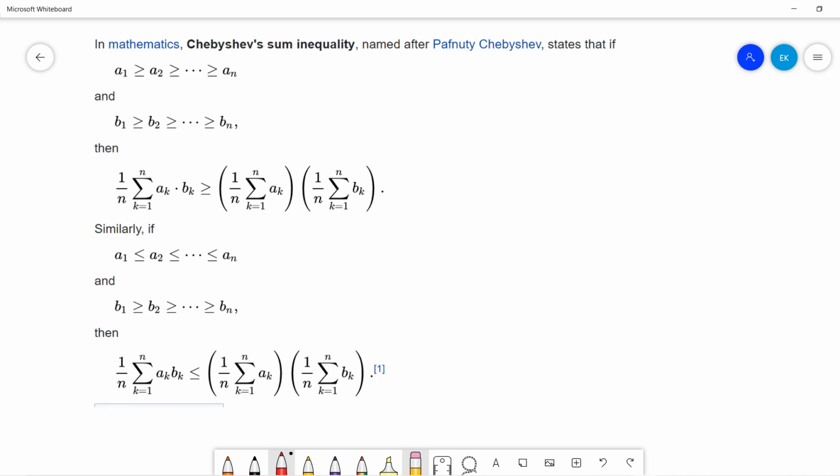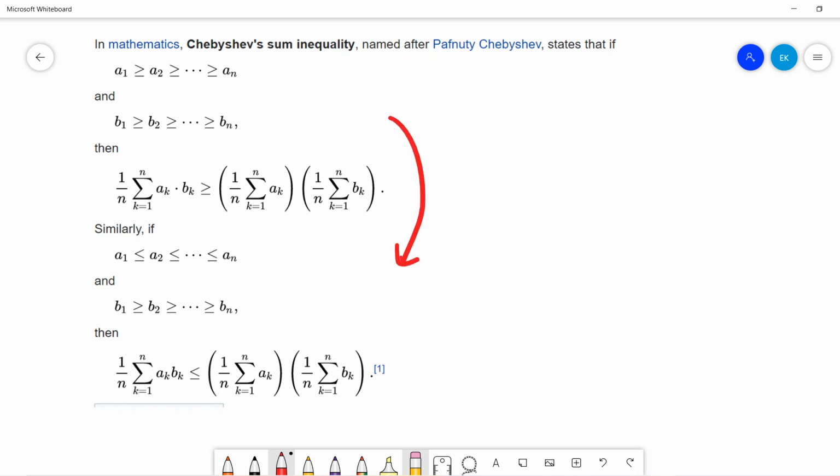So this inequality says that if you have n numbers a1 greater or equal to a2 up to an, and b1 up to bn, and they are both decreasing, then you have this inequality: 1 over n times the inner product. You can think of it as vectors. The left-hand side, the inner product, is the same as the sum, and the right-hand side is the product of the averages. And similarly, if you change one of them to be increasing, then you get the inverse inequality.